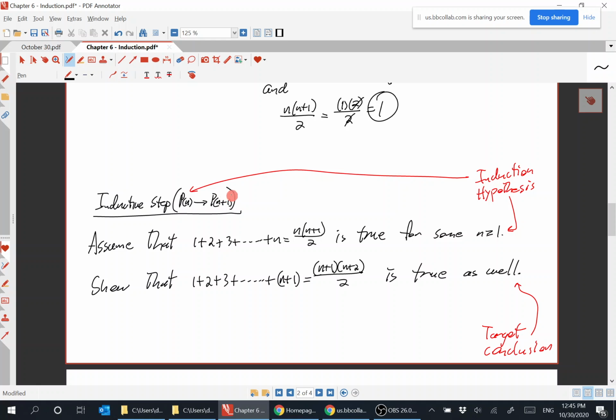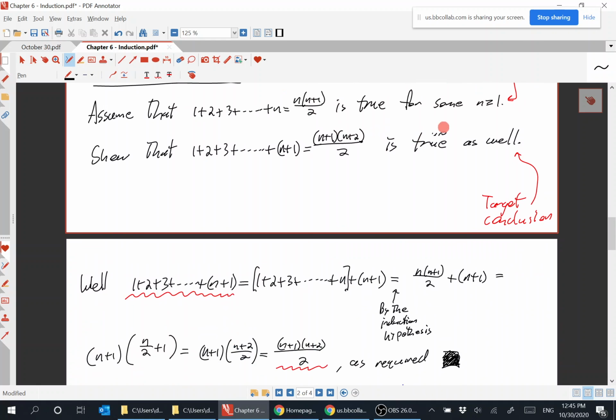And then you want to prove your conclusion is true as well. Assume the hypothesis, prove the conclusion. So show that P of n plus 1 is true. What's P of n plus 1? Well, it's the function P of n with n plus 1 substituted in for n. So this is the sum of the consecutive integers from 1 to n plus 1. And this is n plus 1 times n plus 1 plus 1, which is n plus 2, over 2. All right.